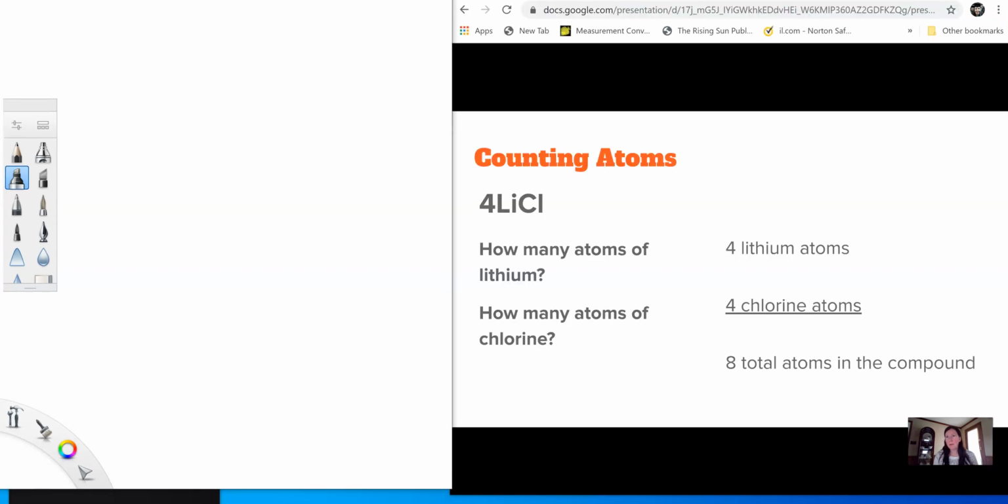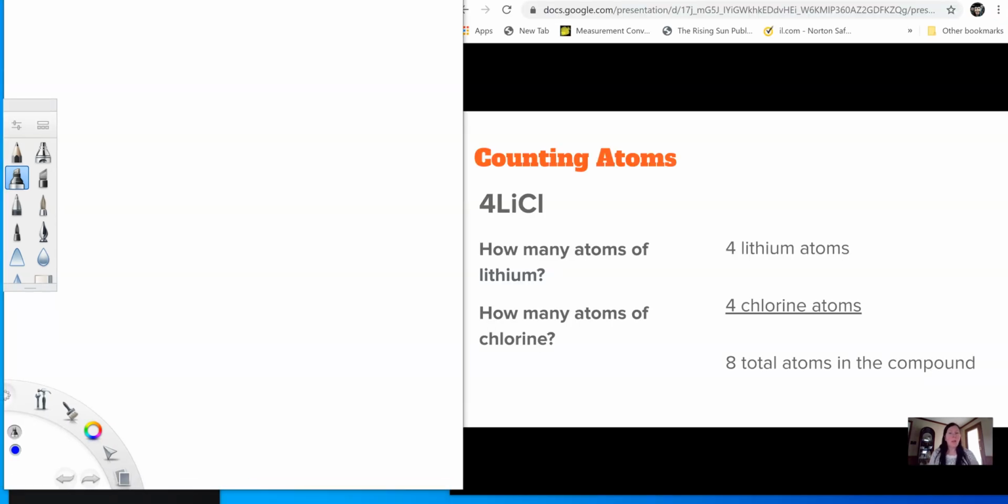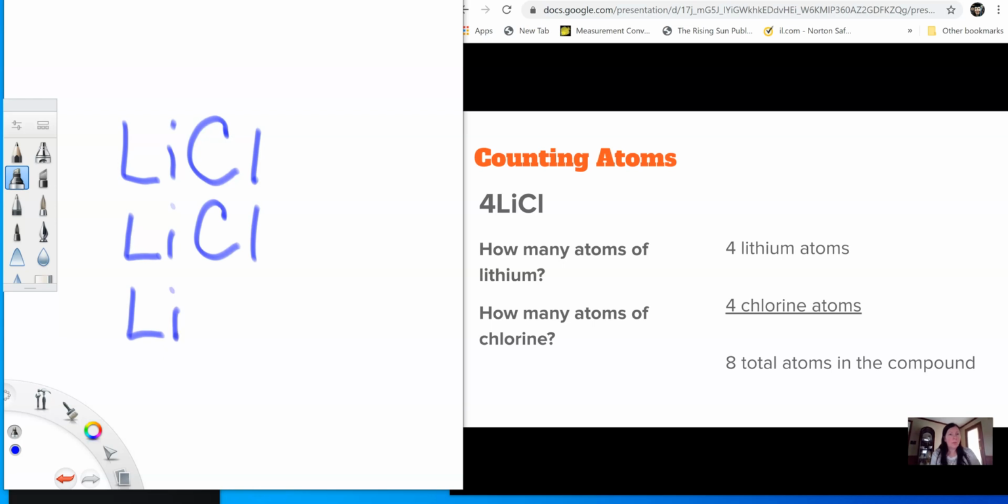Let's see. All right. So if we have 4 lithium chlorides, I'm just going to write them out here. LiCl, there's 1. LiCl, there's 2. There's 3. And there's 4. So when we say we have 4 lithium chlorides, this is what we're saying. But it's a lot easier just to put a 4 in front.